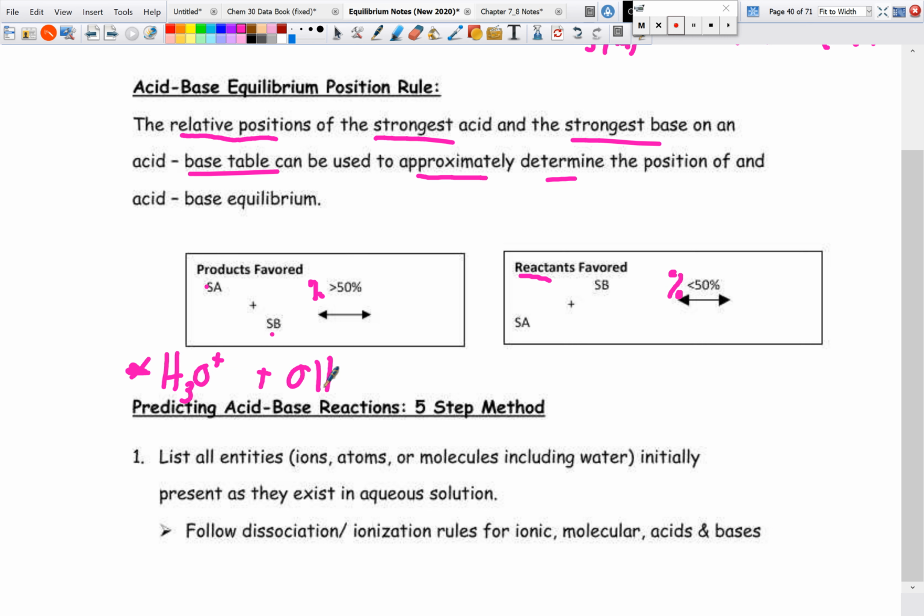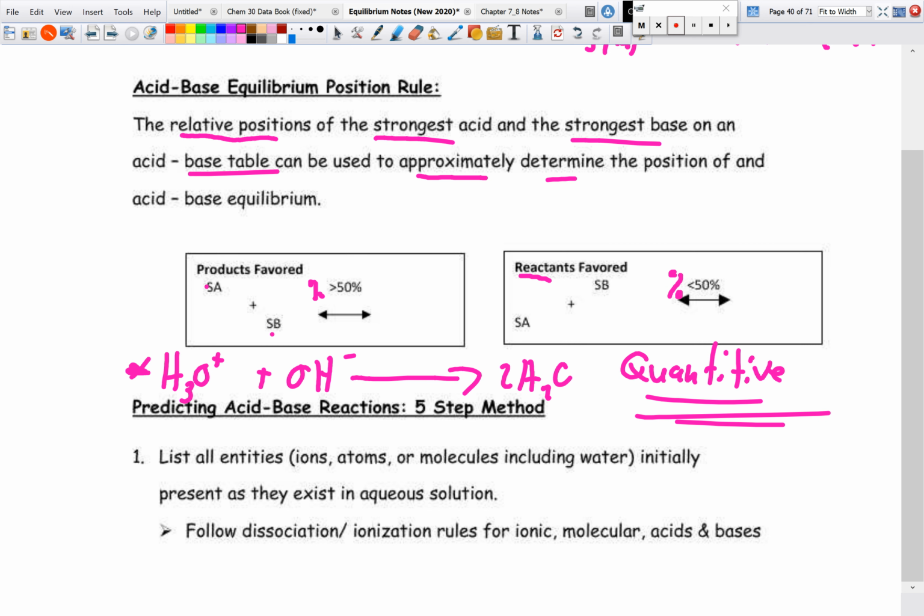H3O plus OH minus, so if you have strong acid plus strong base, it's quantitative. So just be careful with those as well. So there's going to be no equilibrium.